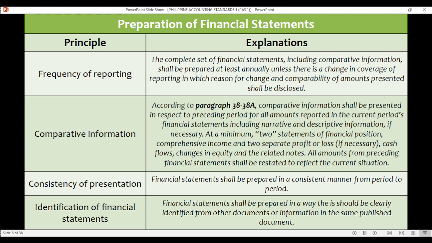Comparative information: at a minimum, two statements of financial position, comprehensive income, and two separate profit or loss if necessary, two cash flows, two changes in equity, and related notes. Okay, all amounts from preceding financial statements shall be restated to reflect the current situation. So for comparative information, the concept is that you are presenting both financial statements of the current and from prior years.